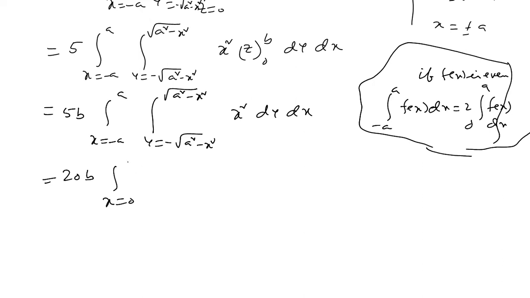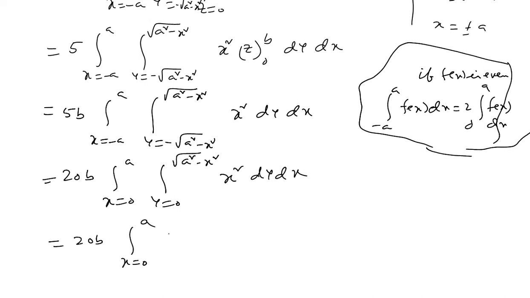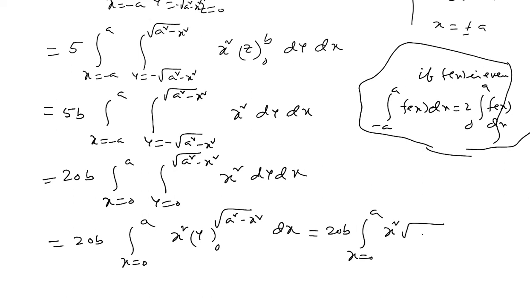x is 0 to a, y is 0 to root over a square minus x square, into x square dy dx. Now integrate with respect to y: 0 to a, x square y, from 0 to root over a square minus x square, dx. Okay, I will write here 20b into the integral x is 0 to a of x square into root over a square minus x square dx. Now it is ordinary integration with respect to x.